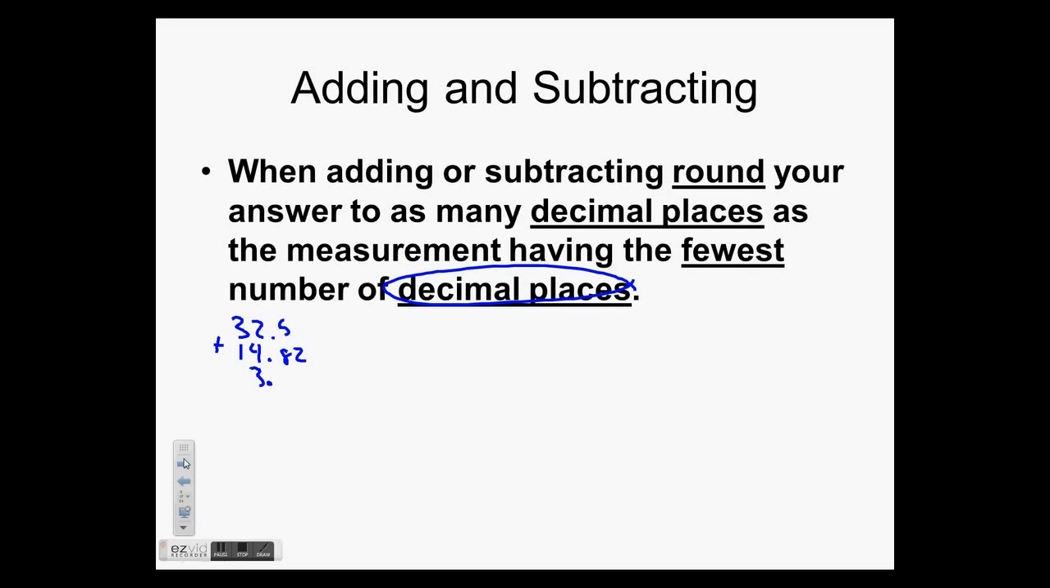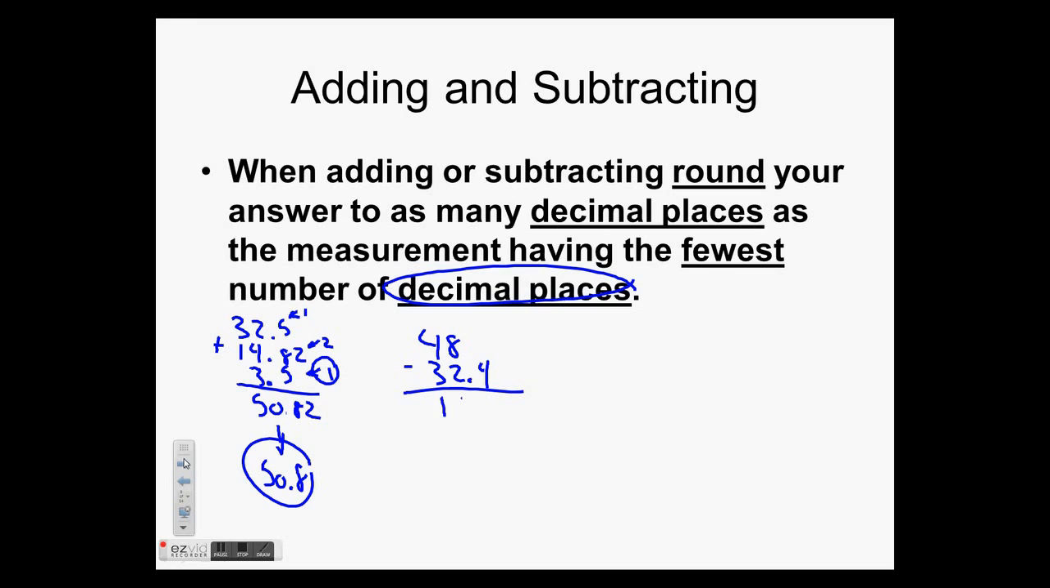So how about 32.5 plus 14.82 plus 3.5? That equals 50.82. Now we need to round it. Look at the number of decimal places. That has 1, that has 2 decimal places, that has 1 decimal place. So my answer can only have 1 decimal place. So that would round to 50.8. Okay, you're just rounding to decimal places, so it's a lot easier than the multiplying and dividing.